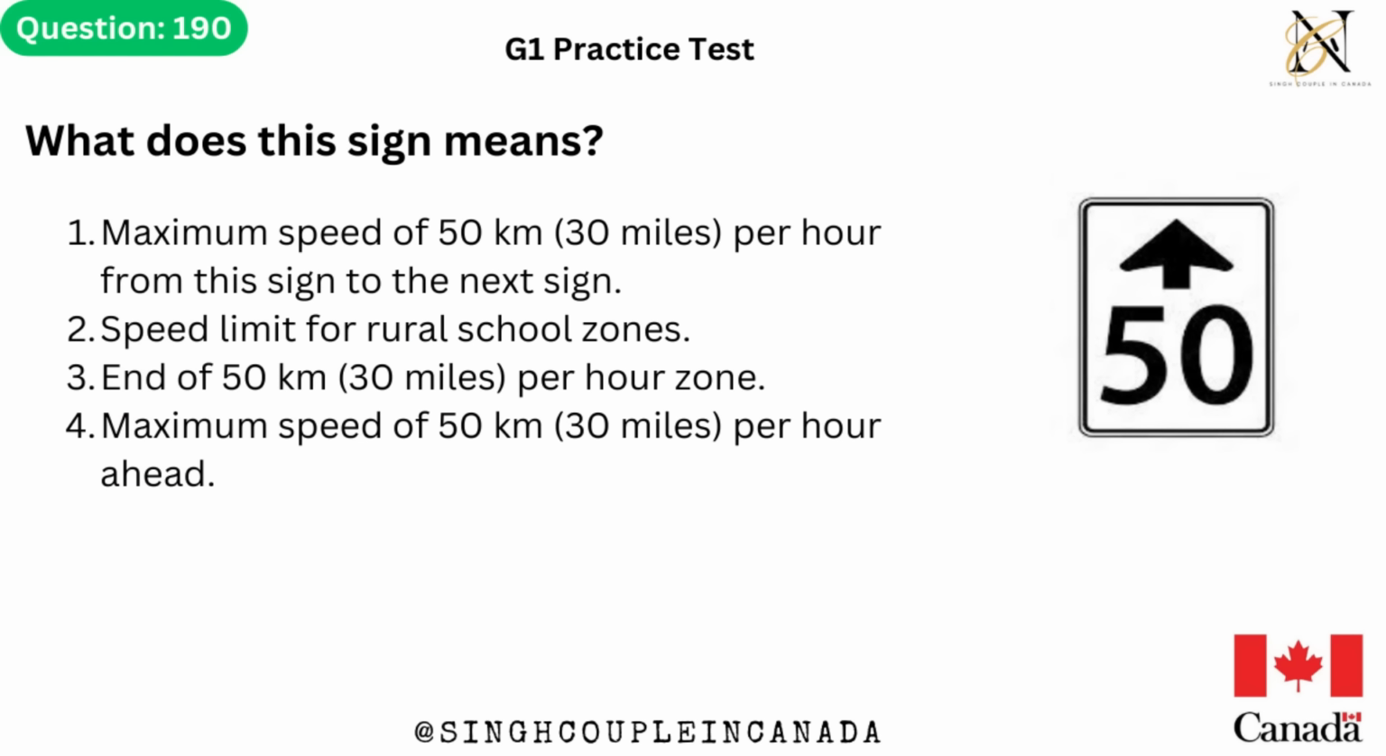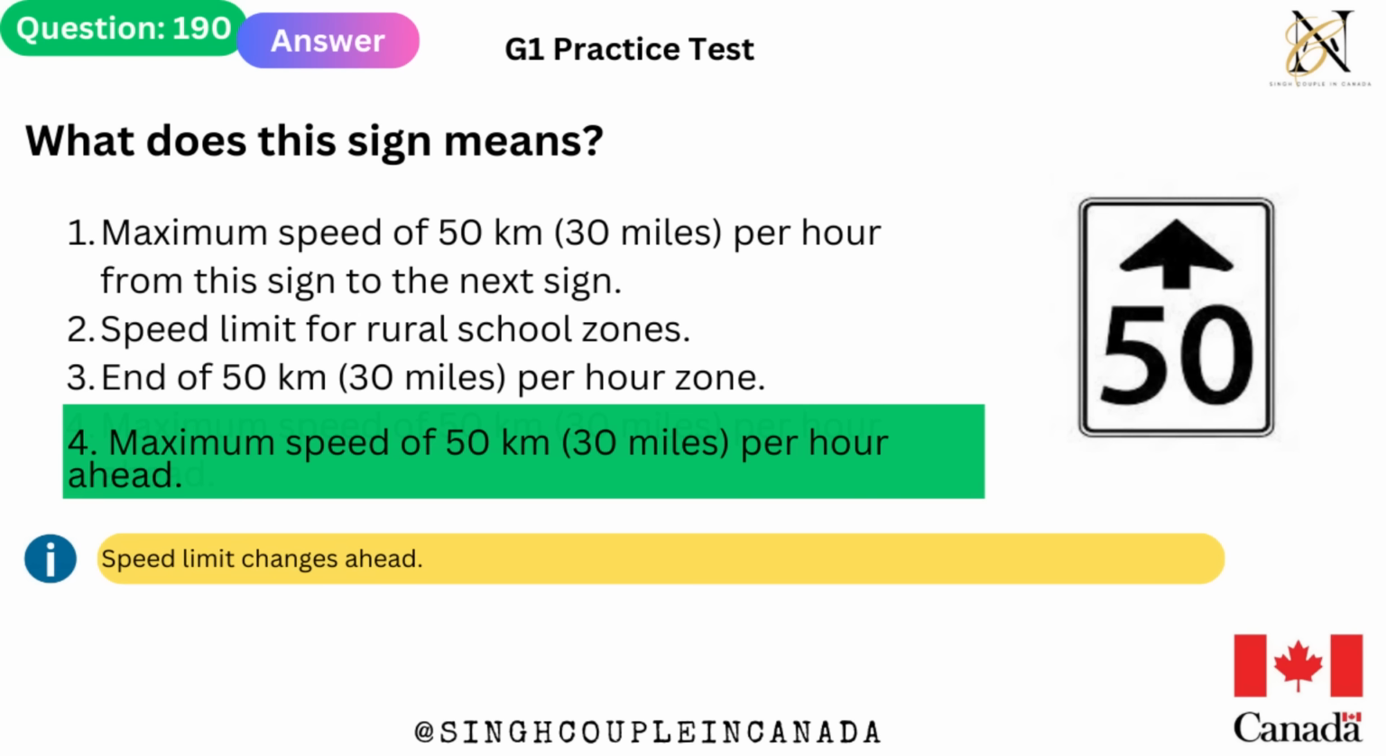What does this sign mean? 1. Maximum speed of 50 km, 30 miles, per hour from this sign to the next sign. 2. Speed limit for rural school zones. 3. End of 50 km, 30 miles, per hour zone. 4. Maximum speed of 50 km, 30 miles, per hour ahead. The answer is 4. Maximum speed of 50 km, 30 miles, per hour ahead.